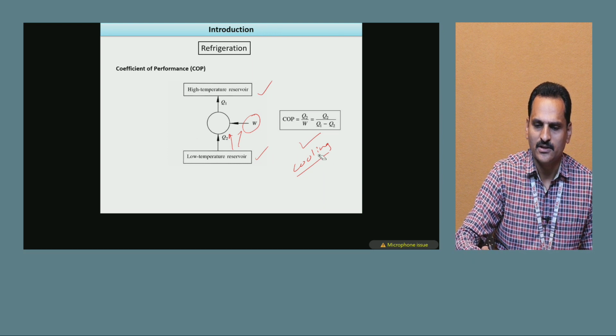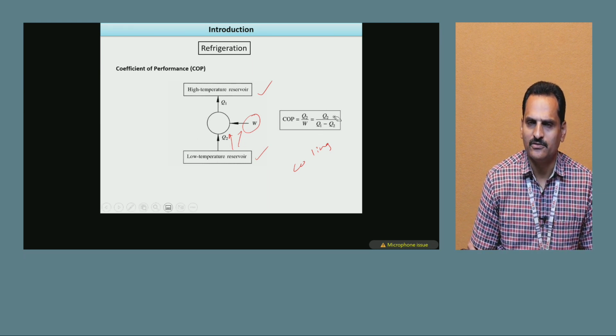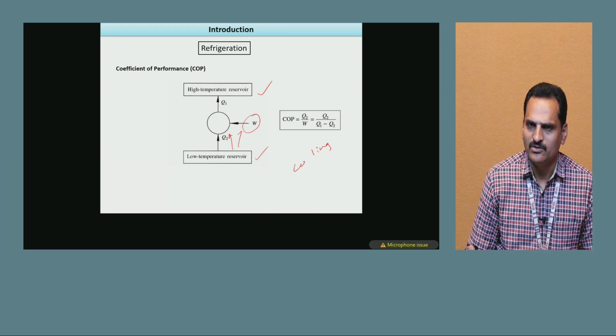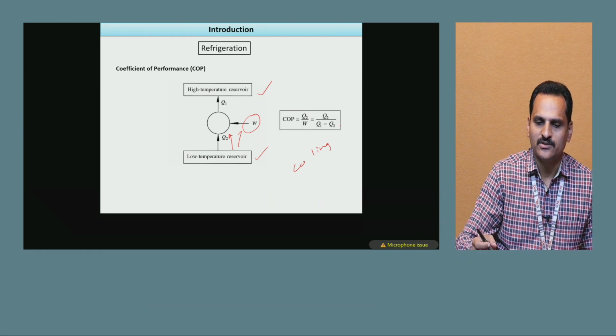So this can be written as Q2 by Q1 minus Q2. As per the energy balance equation, W plus Q2 is equal to Q1. So we can get W in terms of Q1 minus Q2.